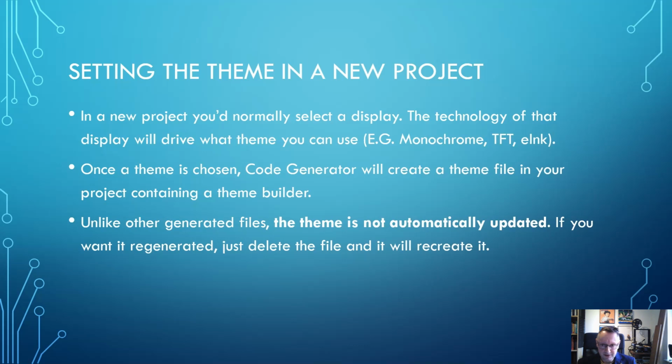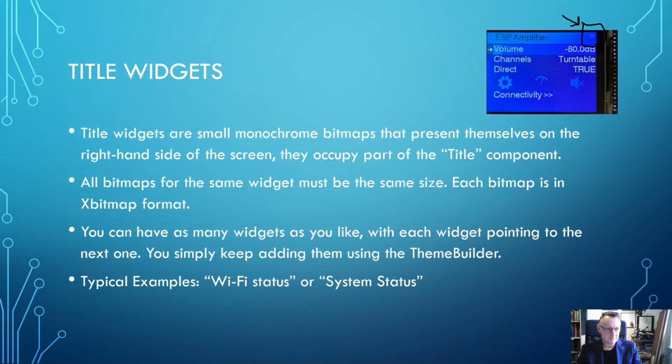So setting a theme in TcMenu is as straightforward as just selecting the display that you want to use. The technology of that display will drive what kind of theme you can pick with it. For example, a mono screen, TFT, eInk will all have different theme requirements. And then once a theme's chosen, the code generator will create the theme file for you, and that theme file will contain a theme builder. And unlike other generated files, the theme is not automatically updated. So if you want it regenerated, you delete the file and it will recreate it.